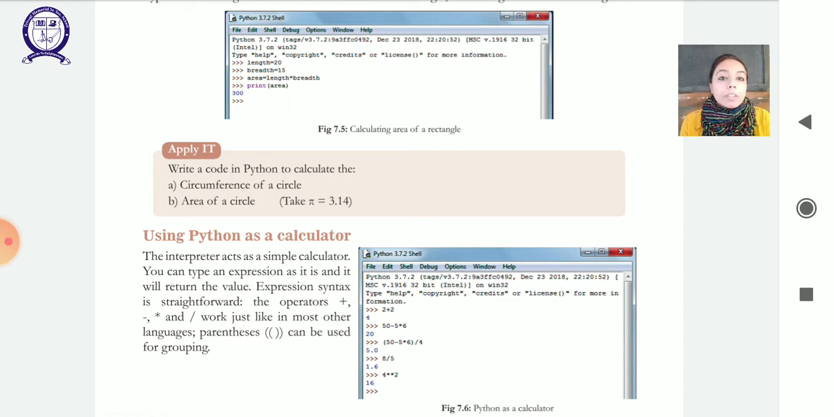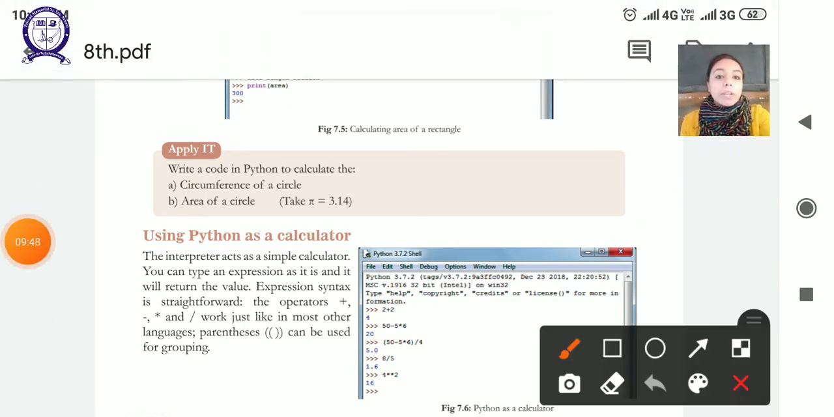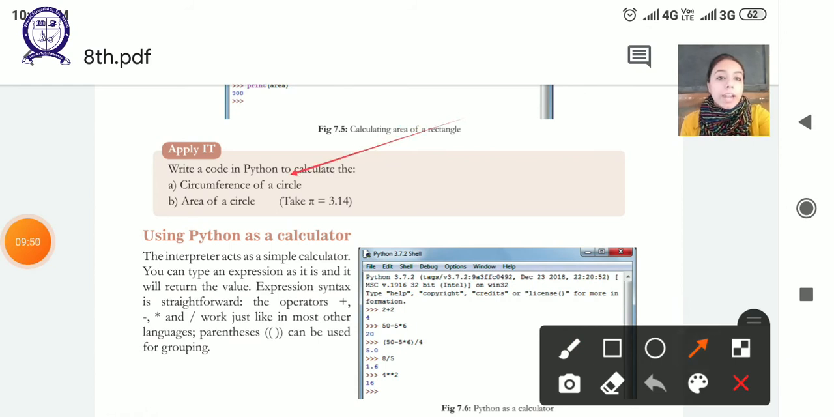Same way, two questions are given to you. You have to write the code in Python to calculate the circumference of the circle and the area of the circle. Area is pi r square, so pi into r, and circumference of circle is 2 pi r, 2 into pi into r. Take the value of pi as 3.14 and write the code for it as it is shown in the book about the area of rectangle, and one more example which is shown above, right?